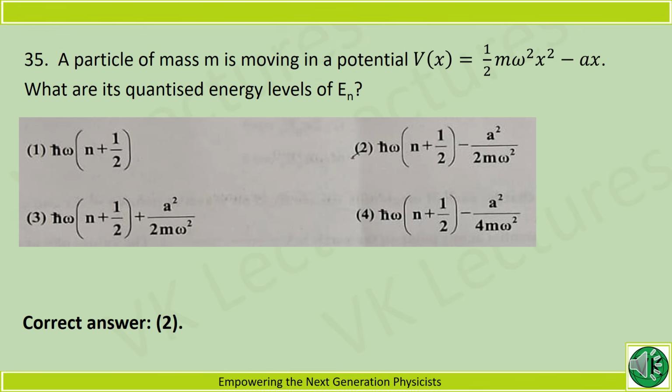A particle of mass m is moving in a potential V of x equals half m omega square x square minus a x. What are its quantized energy levels En? The answer is option 2, h cross omega into n plus half, minus a square divided by 2m omega square.